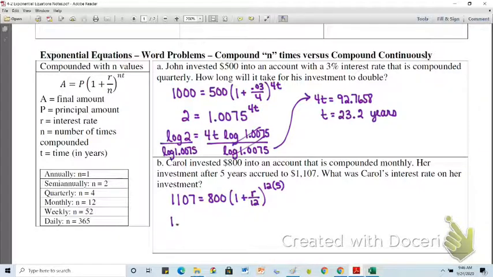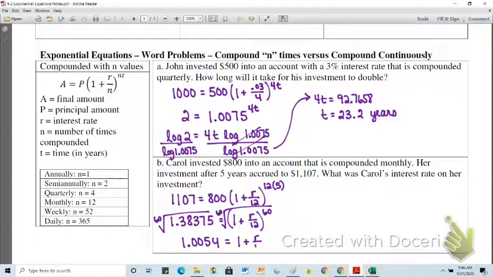So I get 1.38375. Again, I'm going to keep that in my calculator, and I have 1 plus r over 12, all raised to the 60th. So to undo that, I have to take the 60th root. Okay, this is going to be a decimal. That's fine. Leave it in your calculator. 1.0054 equals 1 plus r over 12.